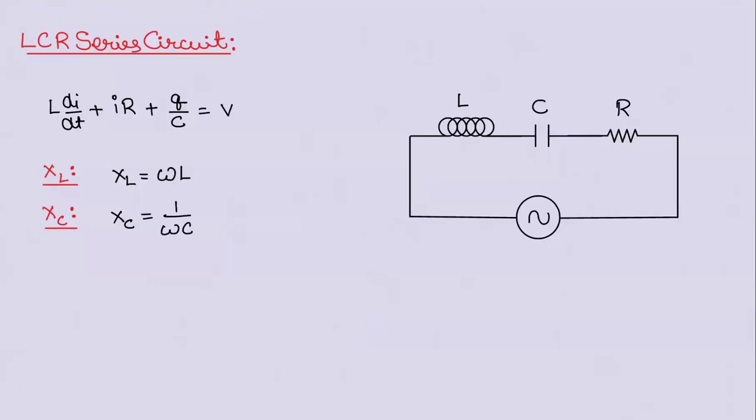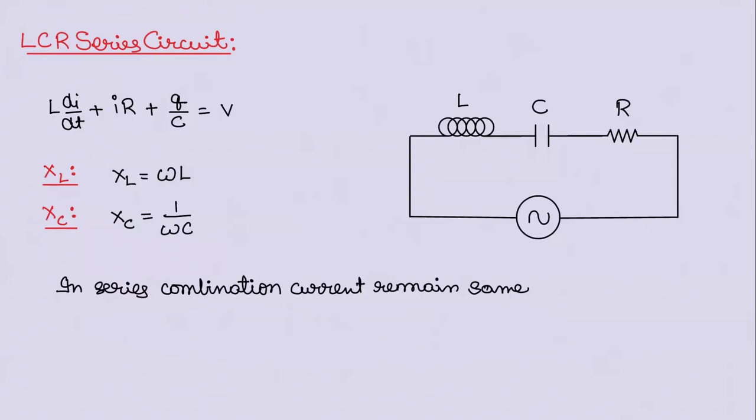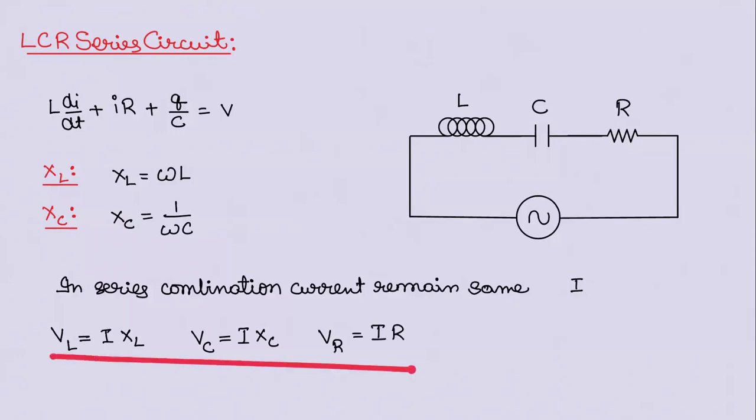We know that in a series combination current remains the same. We can take that current as I. Now we calculate voltage across the inductor. VL is equal to I into XL. Voltage across the capacitor will be equal to I into XC. And voltage across the resistance is equal to I into R. Now, we know in AC, in series combination, we add voltages like phasors or vectors.